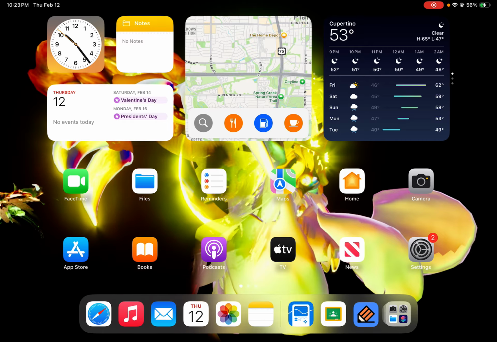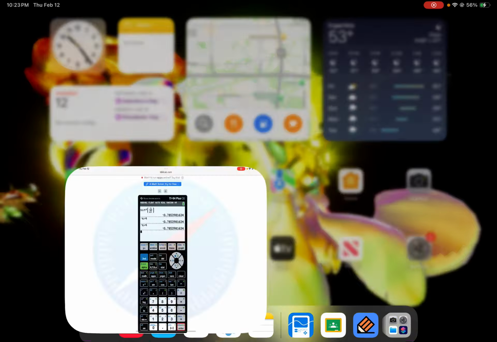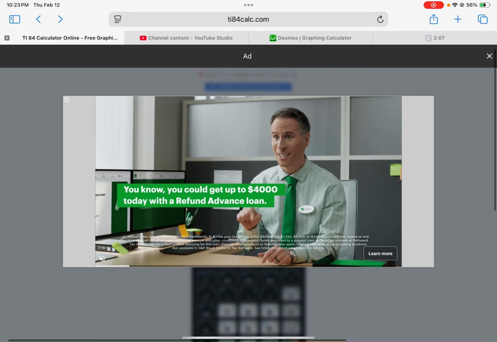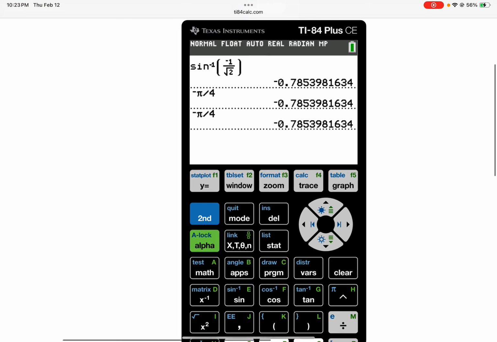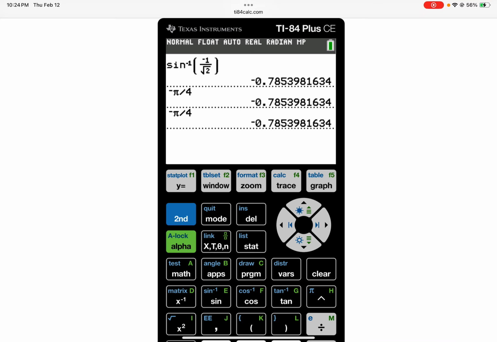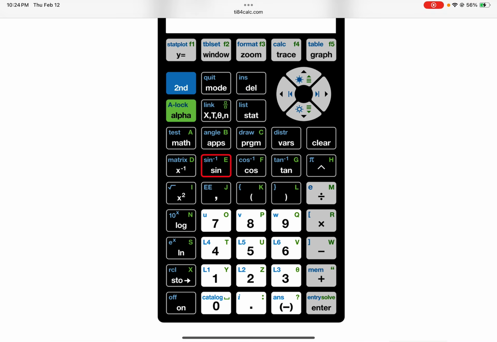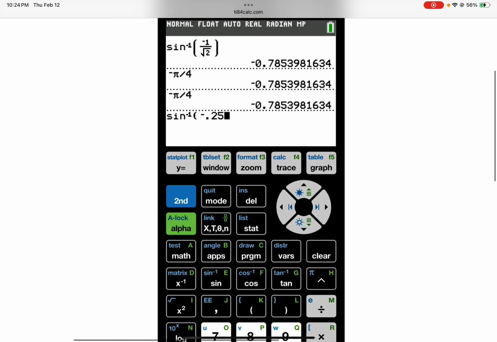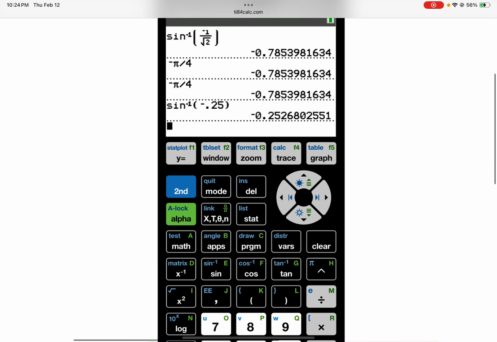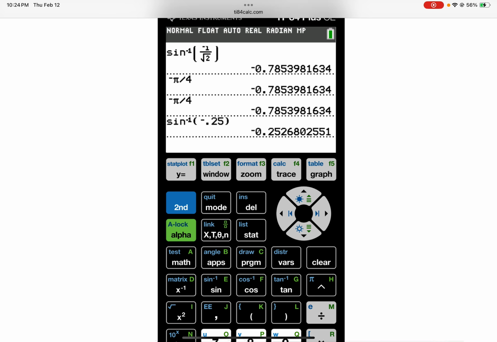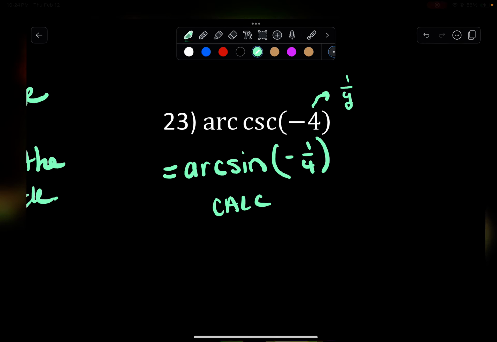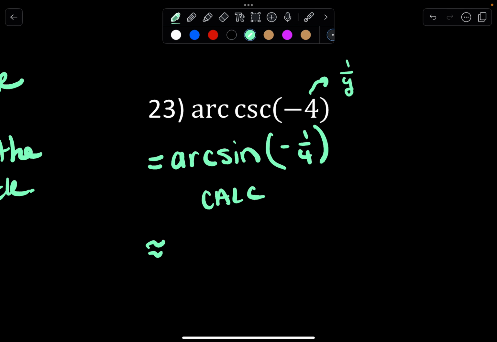All right, so we'll switch to the calculator. Wrong calculator, I don't like that one. Okay, so we are doing arc sine, so second sine, and it was of -1/4, so I'll do -0.25, close it off, and we get -0.252.